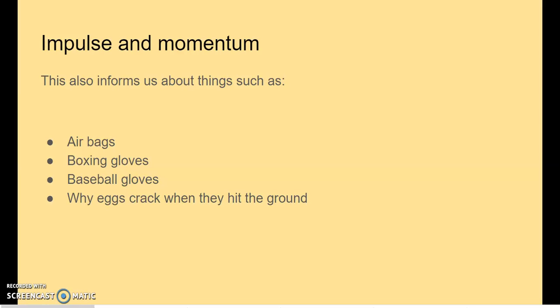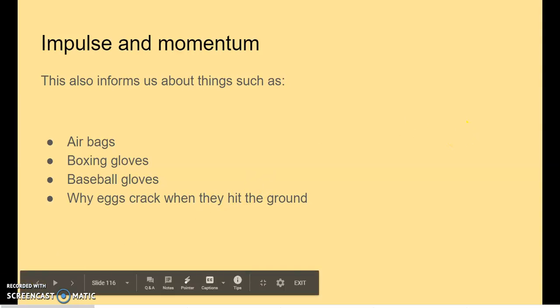And on the other hand, why do eggs crack when they hit the ground? Well, they do that because the ground doesn't give way. The amount of time of contact is very, very small. So the force delivered to the egg is huge by comparison.